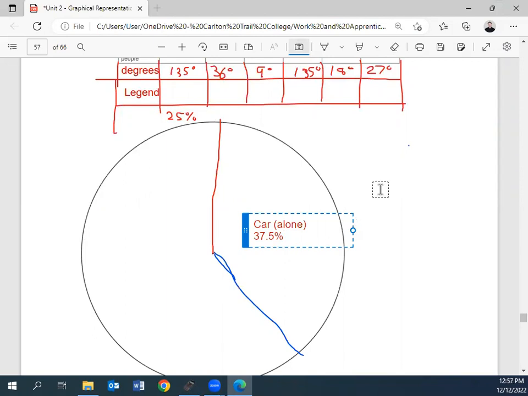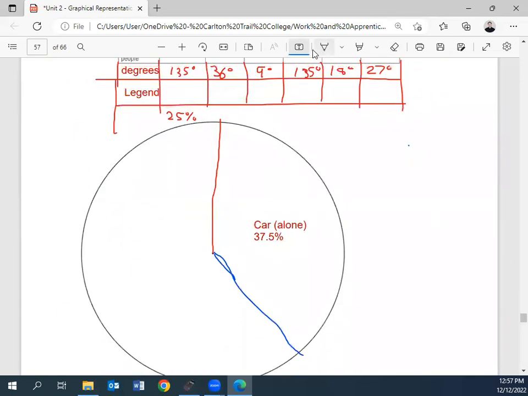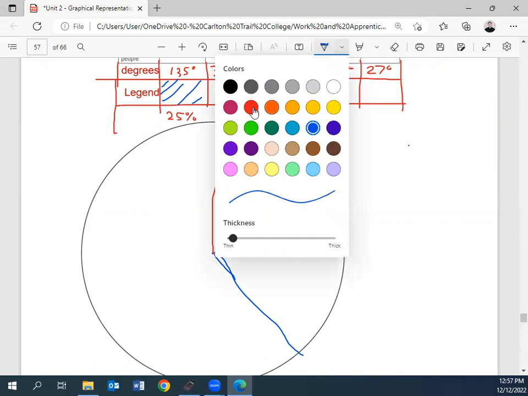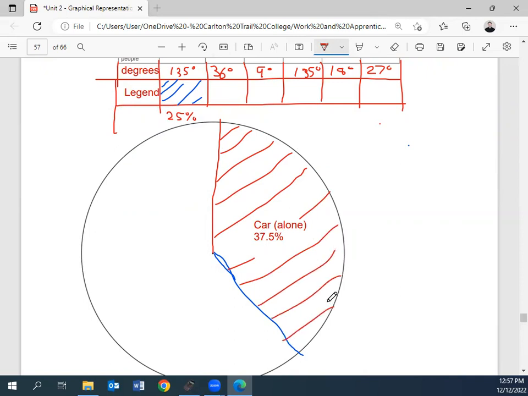Okay, so car alone, perfect. And you know what I'm going to do? I'm now going to figure out what to do for my legend there. I'm going to put some striped lines here, and I'm just going to put those in there. So I'll use the same color as you guys. Just put a couple striped lines in here. I know that the striped line is cars alone. Cool. You should have something that looks like that now.